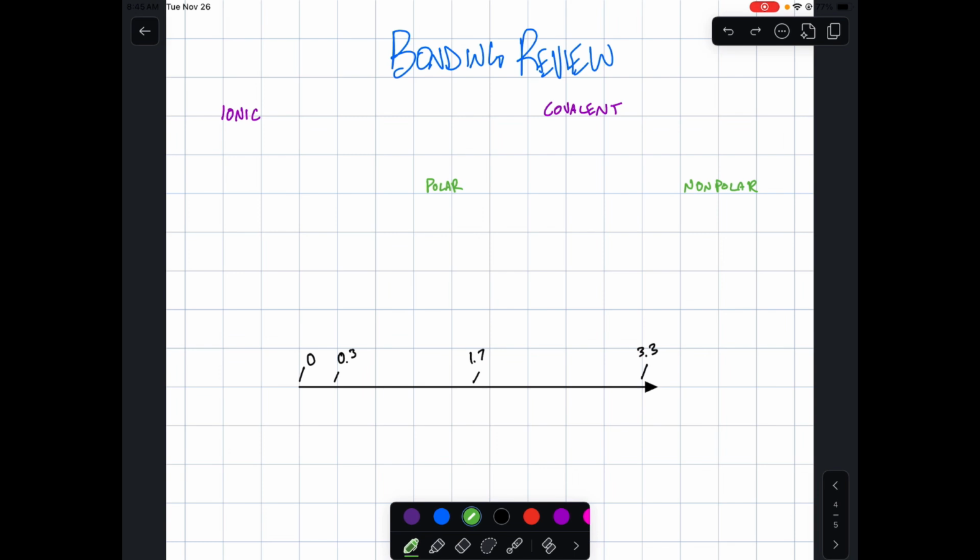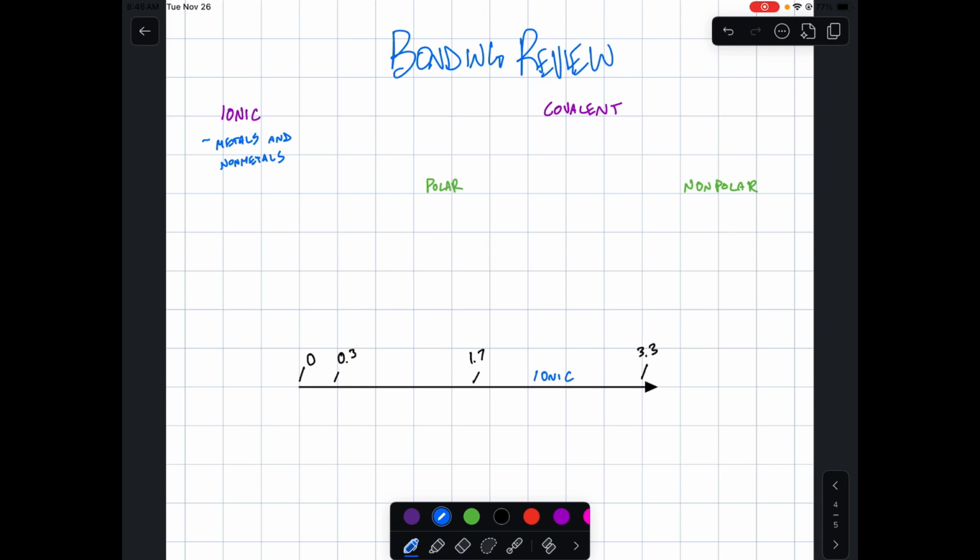So just a quick review of bonding, ionic and covalent compounds and ionic and covalent types of bonds. With ionic, we have an electronegativity difference of 1.7 to 3.3. Those are going to be bonds that form between metals and non-metals. The electronegativity difference is so great that the anion is formed, its electronegativity is so great that it pulls the valence electron from what becomes the cation.